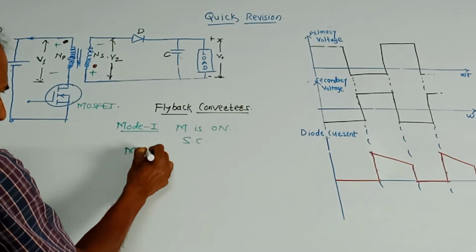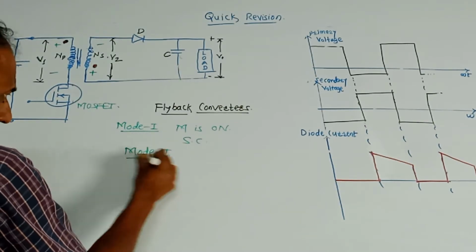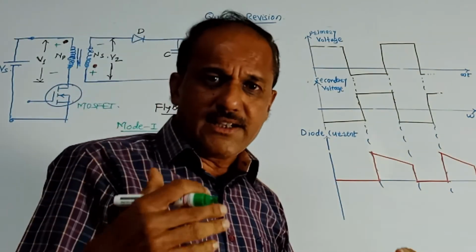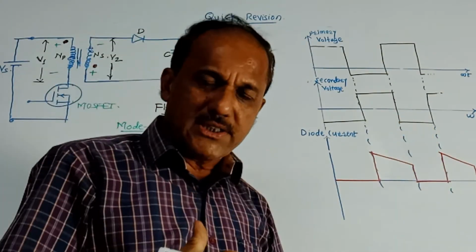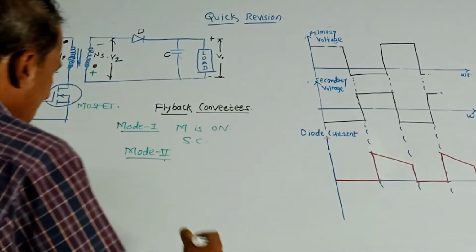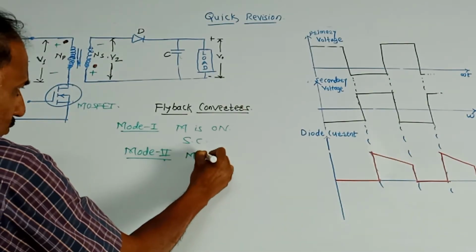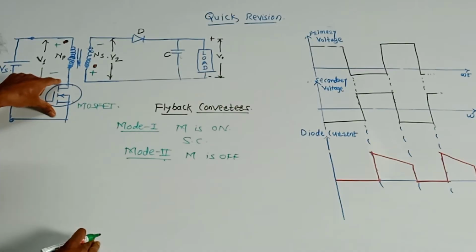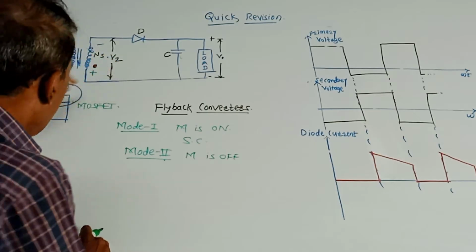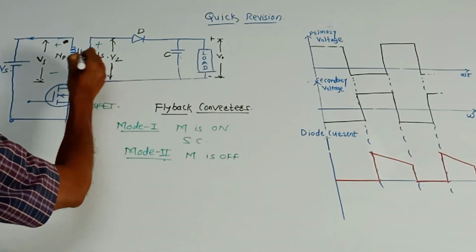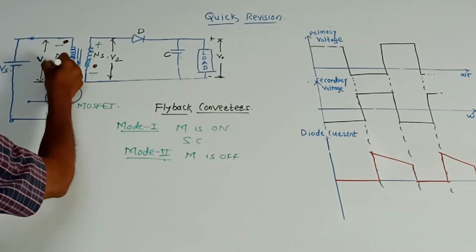Now mode 2. Look here, we are using a transformer, which you can say consists of an inductor, and we have discussed the inherent property of an inductor, which is storing energy. So in mode 2, MOSFET M is switched off. Whenever it is off, it is acting as an open switch. That means this connection is open. But due to the property of the inductor, the polarities get reversed. So this becomes plus, this becomes minus, as well as these polarities are reversed.